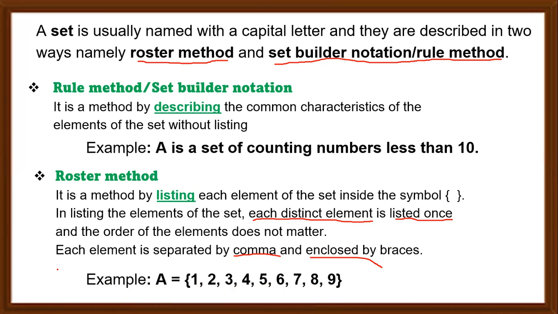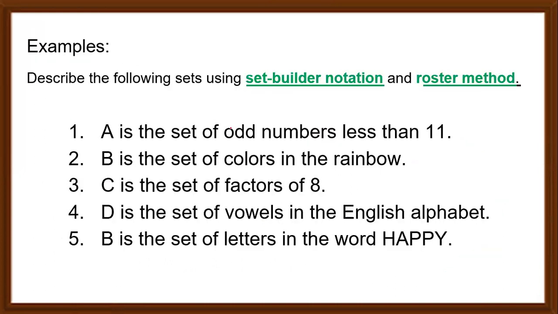So, ito yung example natin. A is equal to, we have 1, 2, 3, 4, 5, 6, 7, 8, 9. Kung mapapansin natin, doon sa rule or set builder notation, naka-describe lang po siya. Pero pag hiningi ko, can you give me the set of counting numbers less than 10? Ililista mo na siya. Ang tawag na doon kapag nilista mo ay roster method. Kung makikita nyo yung kanyang connection from rule method, you're going to make it roster method. Okay, let's have another example.